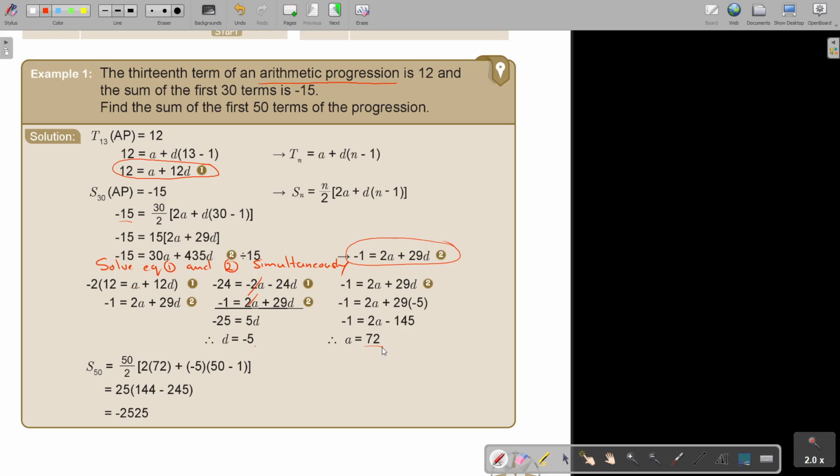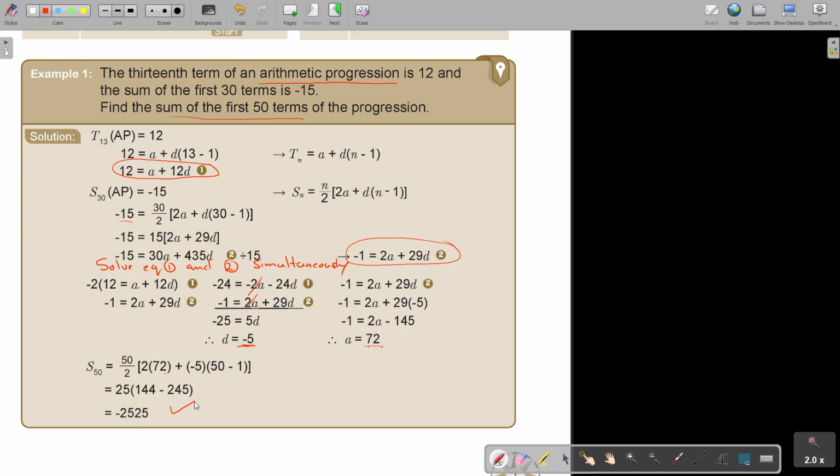They like asking a lot of things, and it's very long working out, but not very difficult working out. So find the sum of the first 50 terms. I substitute, and I get my -5, and there's 50 minus 1, and a is 72, and I simplify, and that will be my sum to 50, -2525. Very simple. So I started with a very, very simple one.